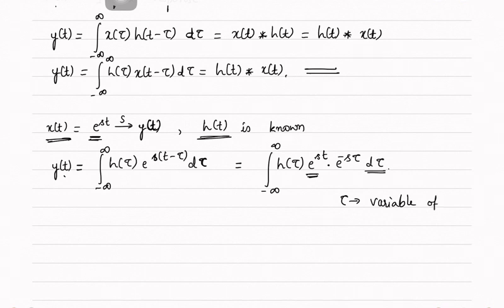Tau is the variable of integration, sometimes called a running variable or a dummy variable. The thing that is varying in this integrand is tau, whereas t is a constant. Once you know at what instant you want to find the output, t is fixed. You can vary s, but s doesn't depend on tau. So I can take e power st outside.